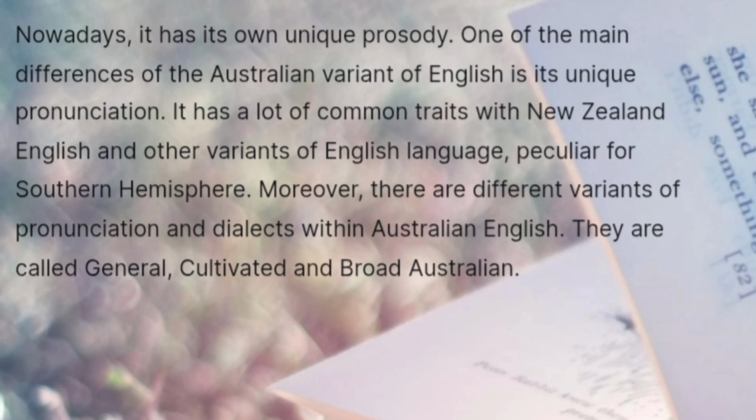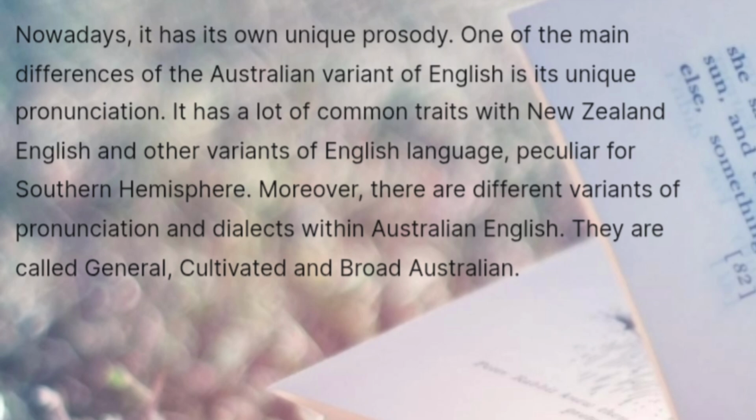One of the main differences of the Australian variant of English is its unique pronunciation. It has a lot of common traits with New Zealand English and other variants of the English language peculiar to the Southern Hemisphere.